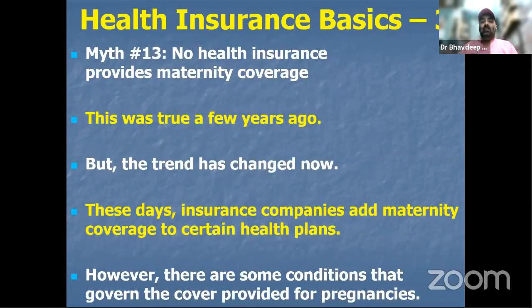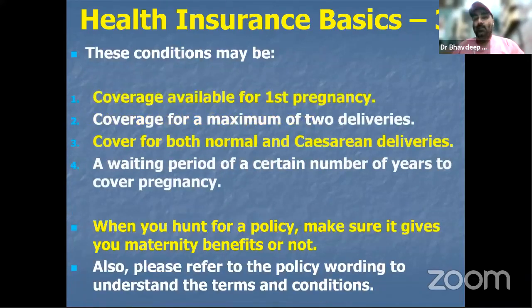So myth number 13: no health insurance provides maternity coverage. Again, this was true till 2014 or 15. After that, maternity benefits have been added very, very strongly. Rather, they have become a selling point as well. But there are some conditions that vary from company to company. What are those? Coverage is sometimes available for the first pregnancy only, maybe a maximum of 2 deliveries. Some will cover only normal, some will cover only cesarean, some will cover both. Then there is a waiting period, as I mentioned, of 2 to 3 years.